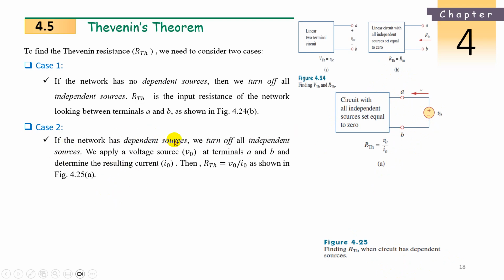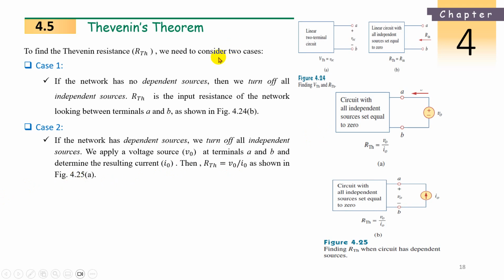If the network has dependent sources, we turn off all independent sources, like in case 1. We apply a voltage source V0 at terminals A and B and determine the resulting current I0. Find the I0 that is coming at terminal A. Then R Thevenin is nothing but V0, what we applied here, divided by the current I0, as shown in the figure.